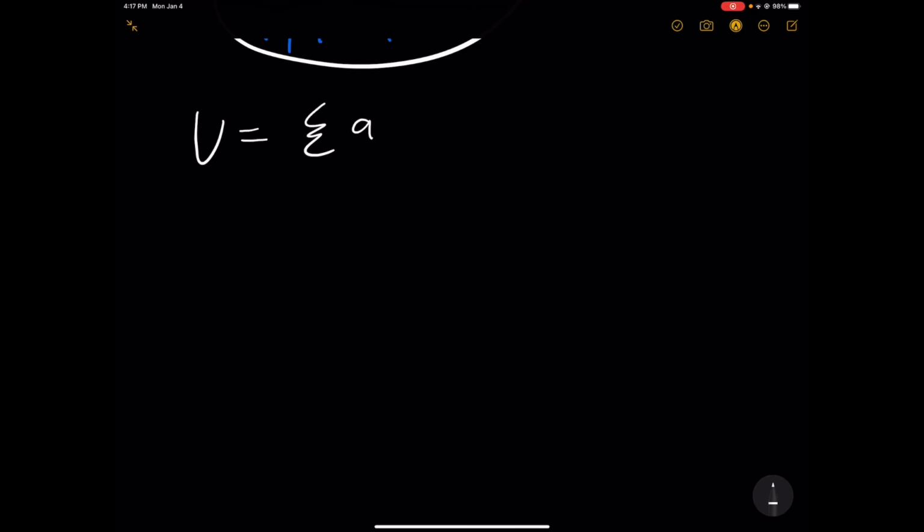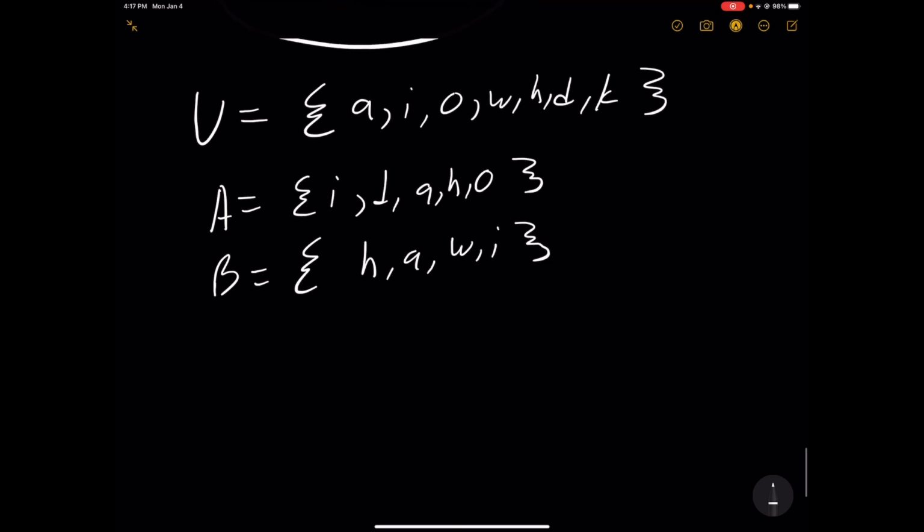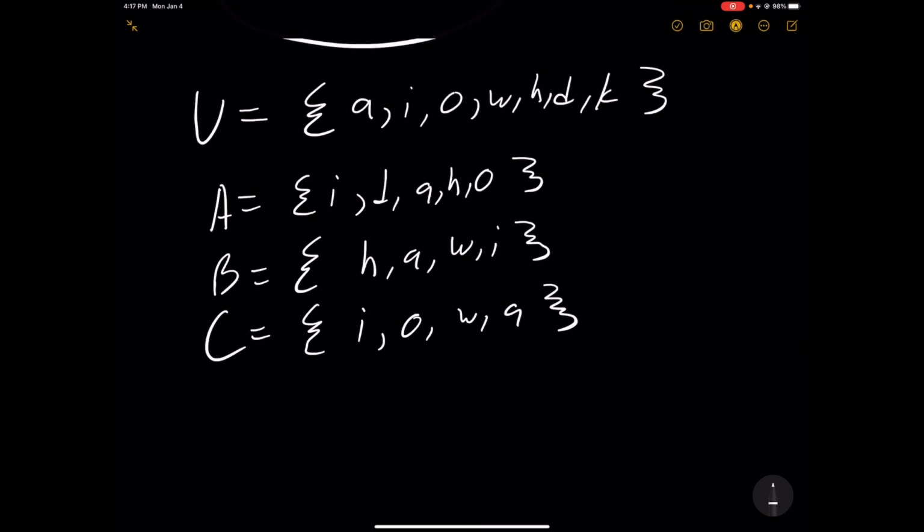Let's say the universal set is equal to A, I, O, W, H, D, and K. And let's say the set A is equal to I, D, A, H, and O, all the letters in Idaho. B is equal to all the letters in Hawaii, just H, A, W, and I. I think that's all the letters in Hawaii. And C is equal to all the letters in Iowa. So let's take this set and make the Venn diagram. Because sometimes if we want to use the Venn diagram, we need to be able to make it.